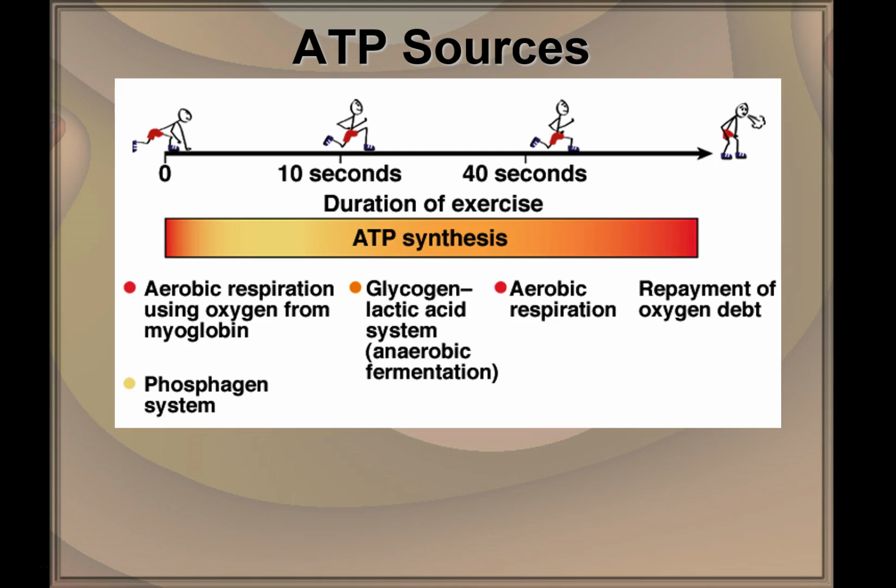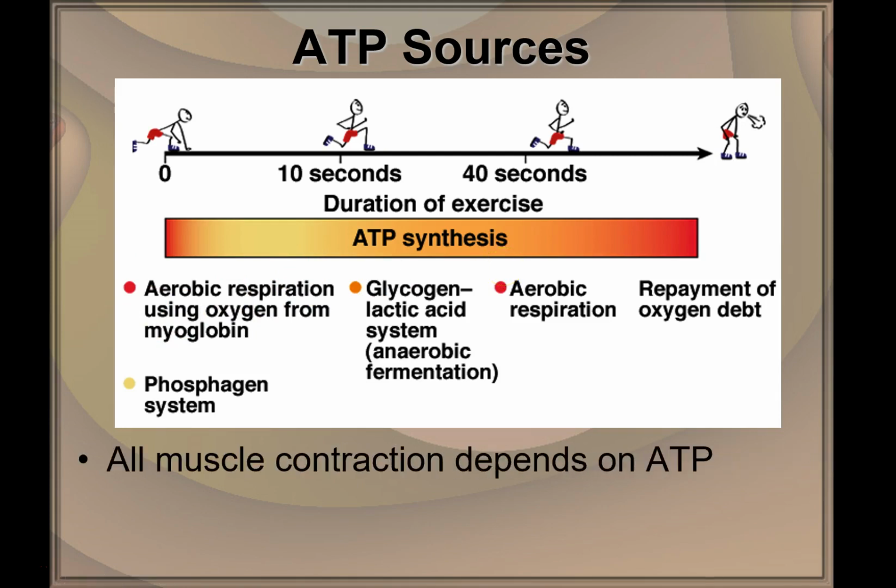So now we're going to look at how we get energy for muscle contractions. Okay. The sources of what's our energy currency in the body? ATP. So how do we generate this ATP to do what we're going to do? And here are some of these types of things. So all muscle contractions depend on ATP. So how do we produce the ATP that we need?